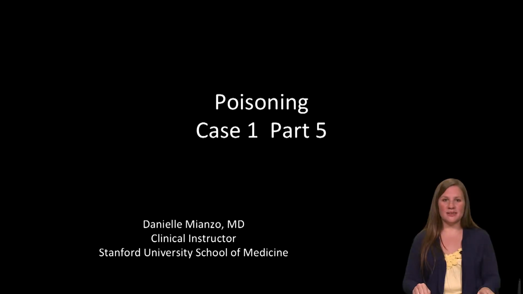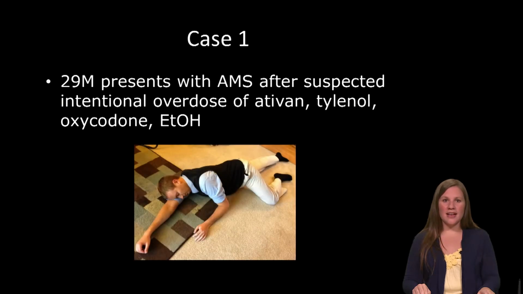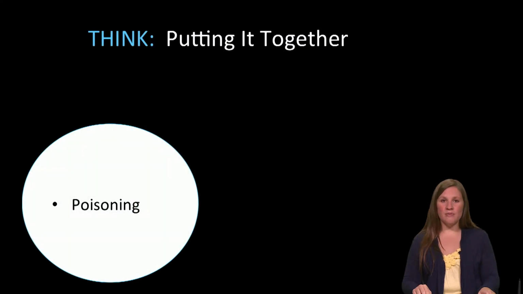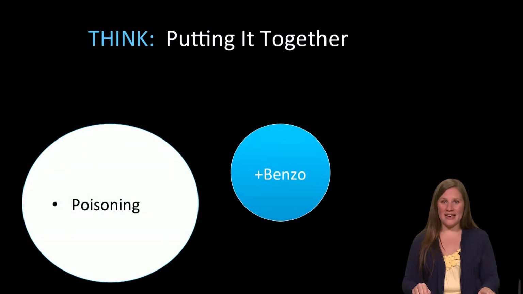Now we're going to conclude with the final part of our poisoning lecture. And so to summarize, we have a 29-year-old male presenting with altered mental status after suspected intentional overdose of Ativan or lorazepam, Tylenol or acetaminophen, oxycodone, and ethanol. We've put it all together as a poisoning case.